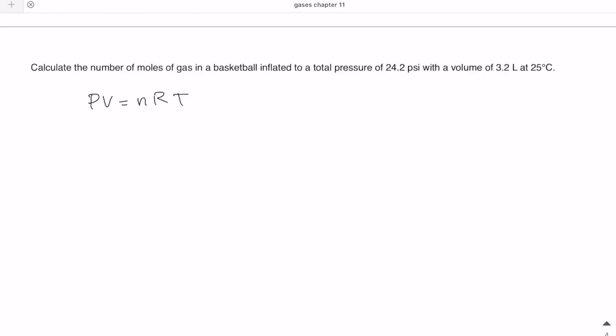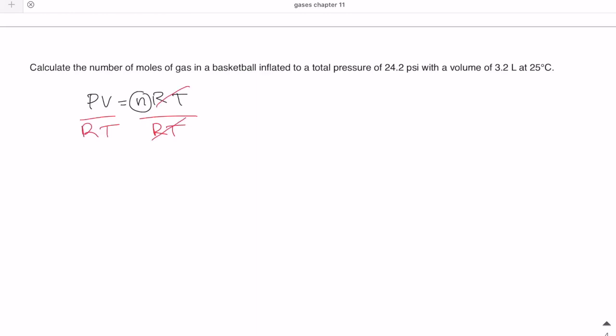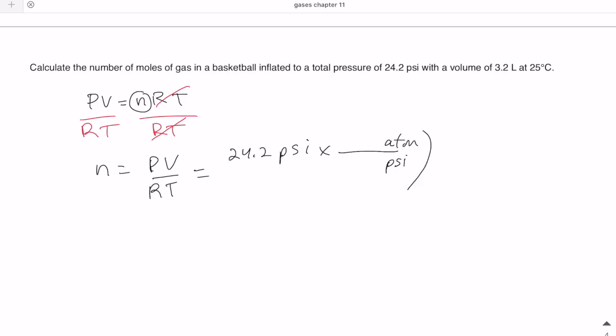You start with your ideal gas equation and you're trying to solve in this case for number of moles, which is the variable n. So we're going to have to divide both sides by RT, and that would allow us to isolate n, which is going to be equal to PV over RT. Now, the main thing to do here is to make sure that all the units can cancel with the units of R. So if I have 24.2 psi as my pressure, I need to look up the conversion factor between psi and atmosphere, which is the unit of pressure in the gas constant. And this happens to be 14.7 to 1 if you look it up.